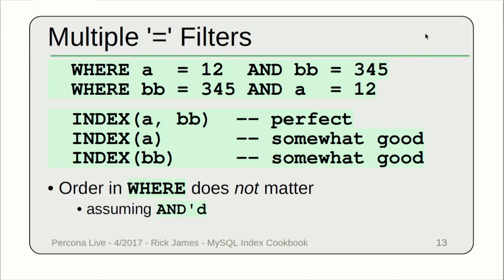Now, we're only talking so far about ANDs. We're not talking about OR. If you say where A equals this or B equals that, you've got a mess. It's essentially unoptimizable with some exceptions. Avoid OR. Of course, if you can't avoid OR, you've got to use it.